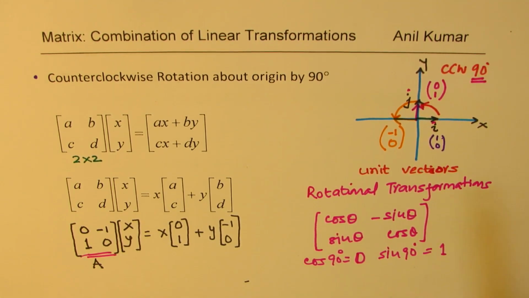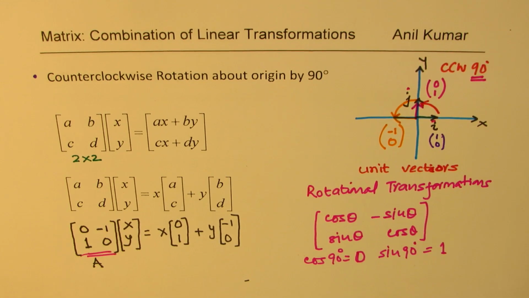But when it is 90 degrees and so on, we prefer to use these numbers, as many students may not be very familiar with the trigonometry part of it. Okay, so I hope that is absolutely clear. So we found our first transformation matrix A, which is 0, -1, 1, 0.